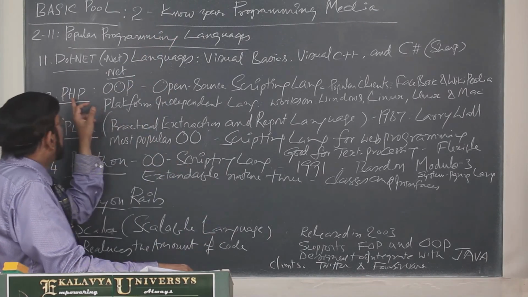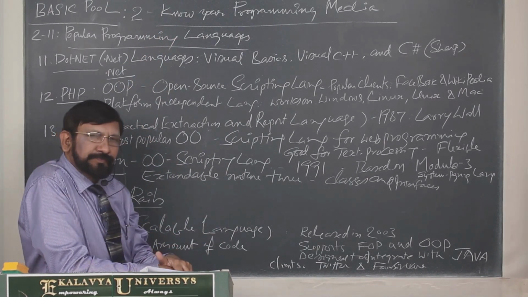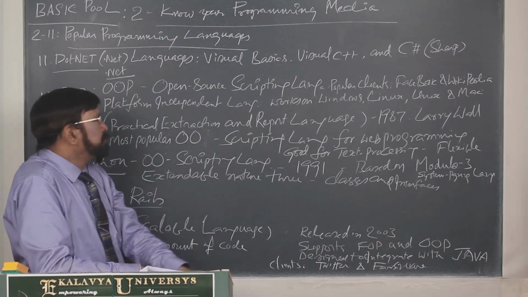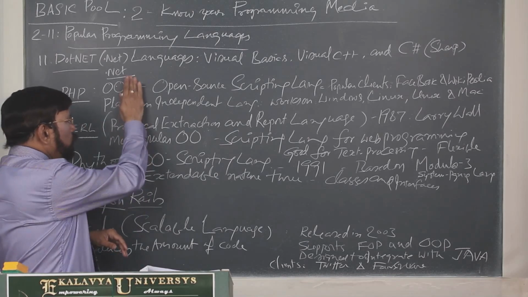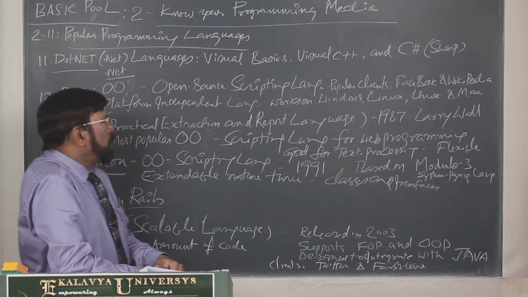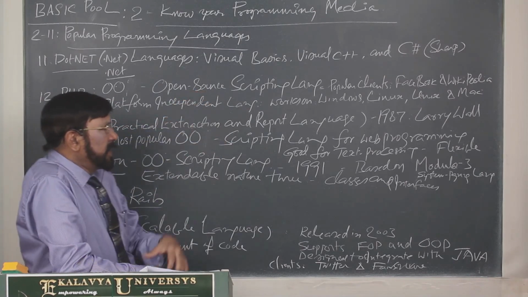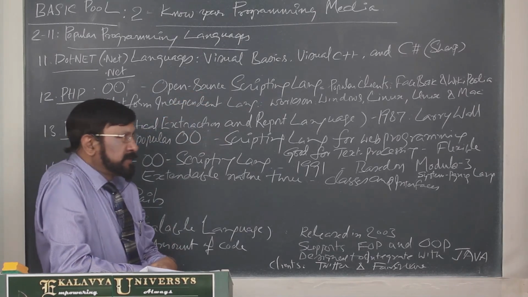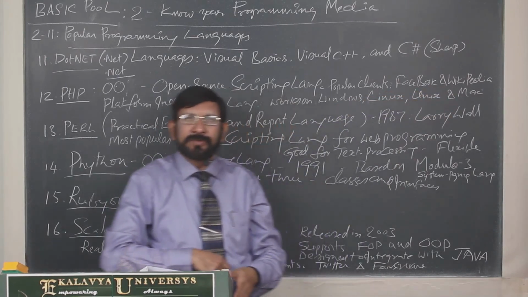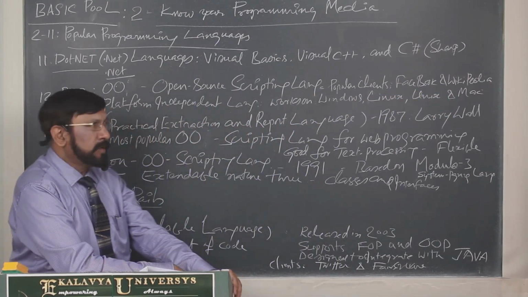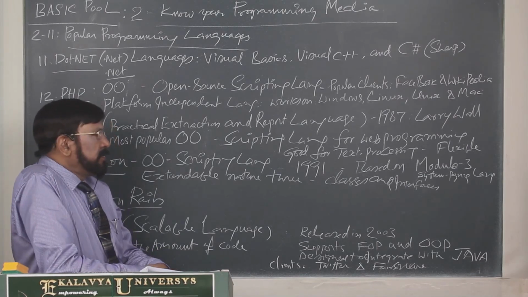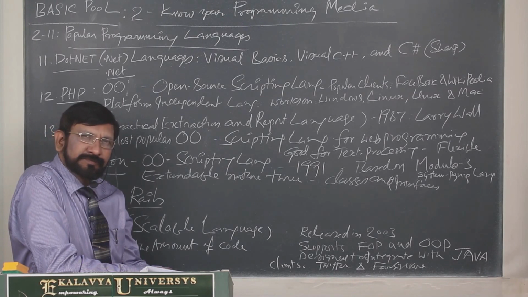And next, PHP. PHP is an object-oriented, open source scripting language. This is a very, very popular scripting language, and its main clients are Facebook and Wikipedia. Facebook and Wikipedia are developed using the PHP language. This is a platform independent language.